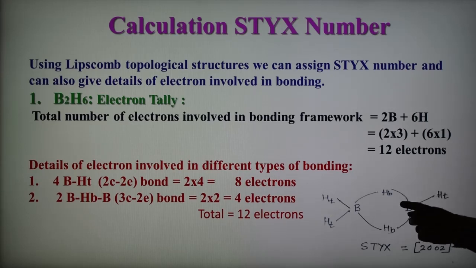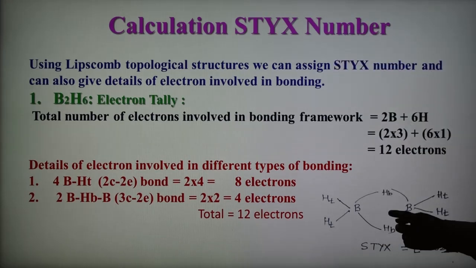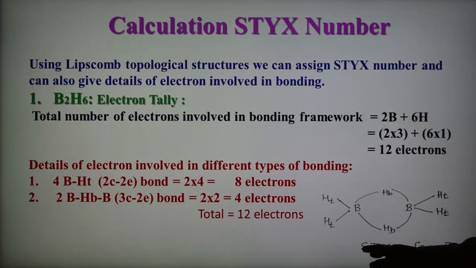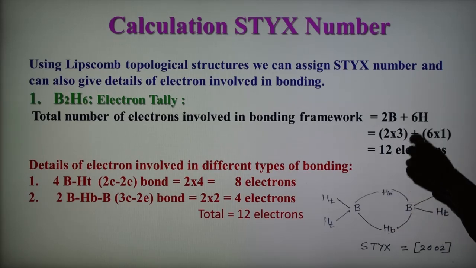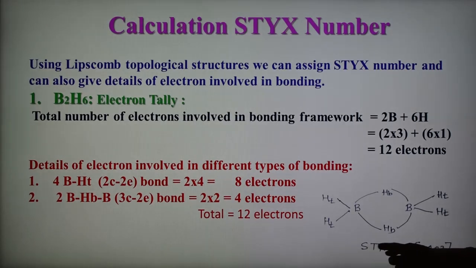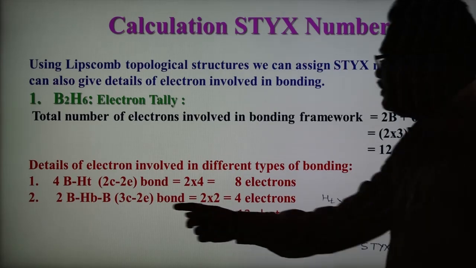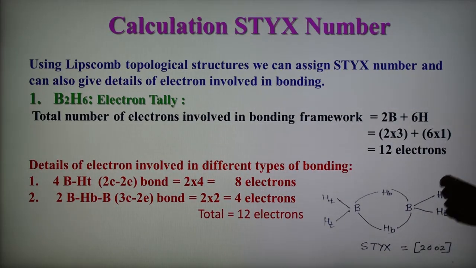So this is the structure of diborane, and according to Lipscomb, we can now calculate the styx number. What is S? The total number of 3 center 2 electron bonds of the type BHB. Here there are 2, so the S value is 2.